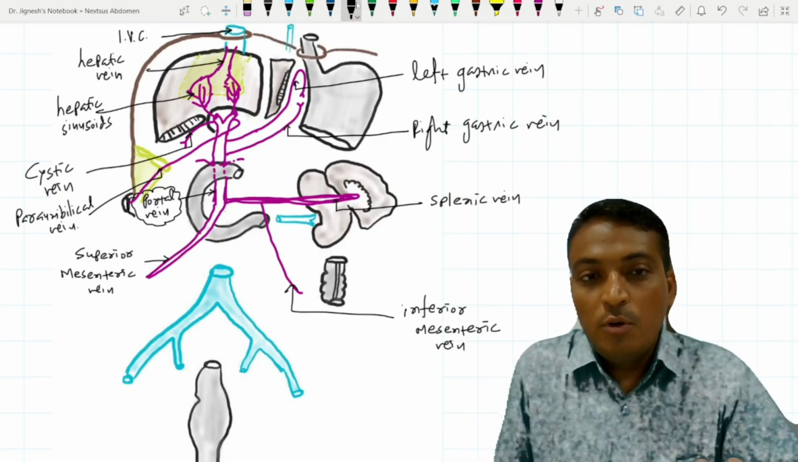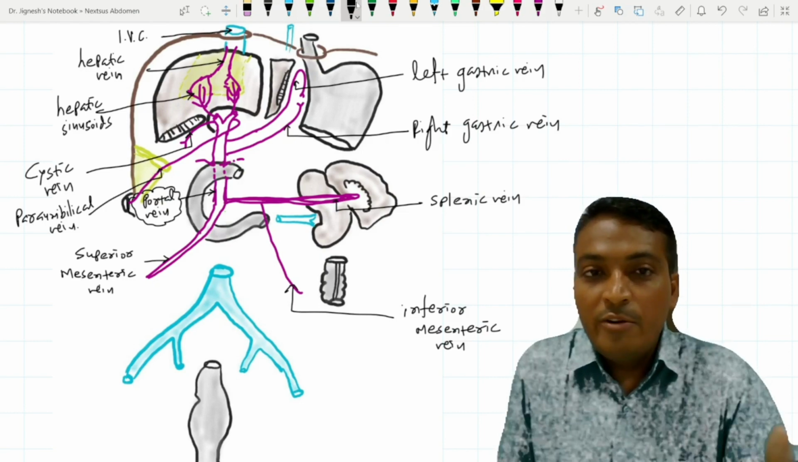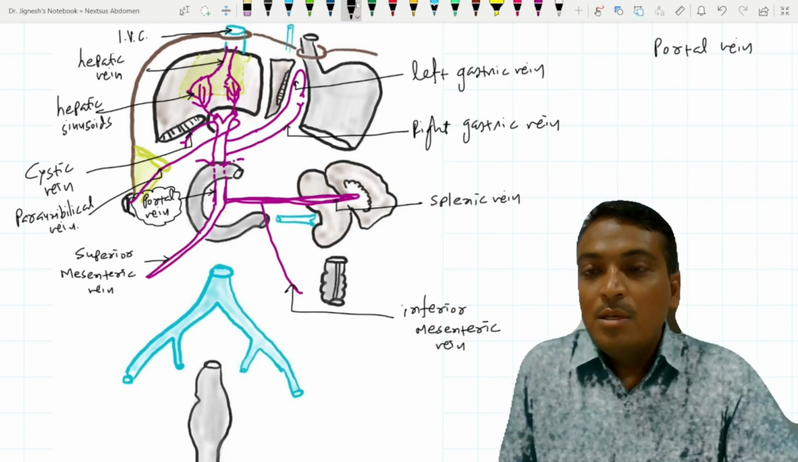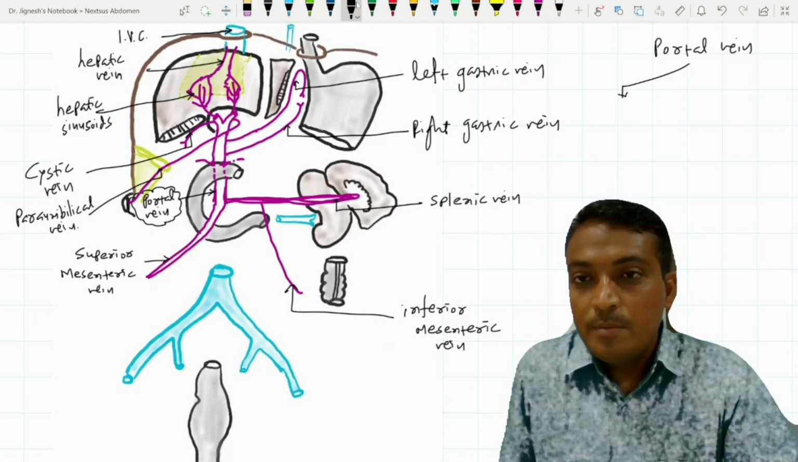According to the course of the portal vein, it can be divided into two parts. The part which is situated below the liver is the extrahepatic part, and the part of the portal vein within the liver is the intrahepatic part.